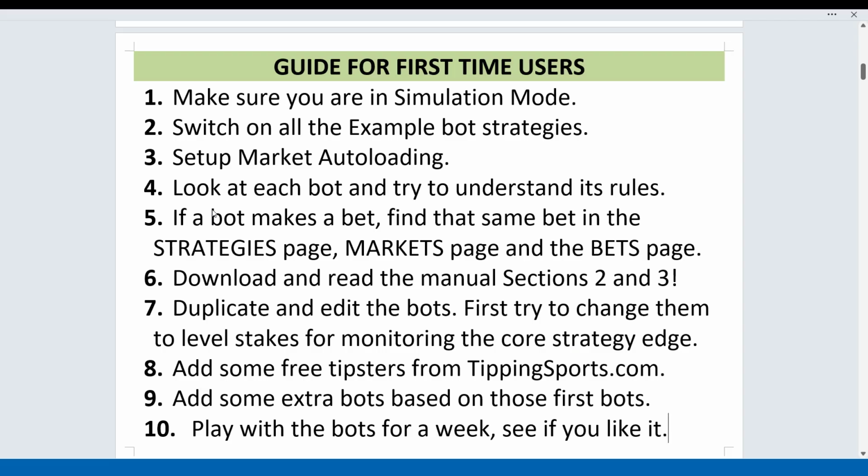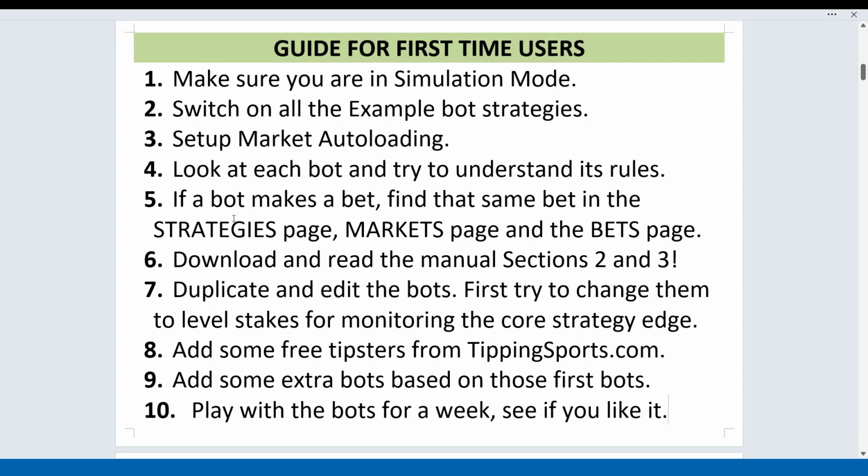The next thing I recommend after you've done that is, we've done step 5 there as well. If a bot makes a bet, find that same bet in the strategies page, the markets page, and the bets page. The reason that's important is that when you are making your own bots and one makes a bet you didn't want it to make, you wonder why, or you're looking for that bet, then you can find it in different places and get information about it.